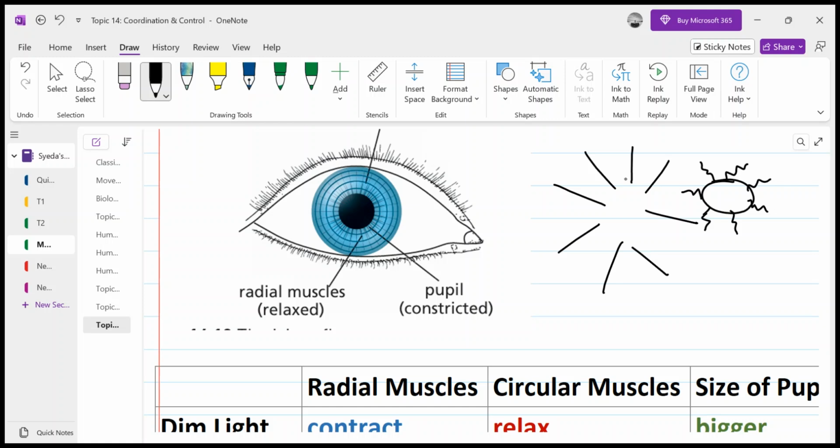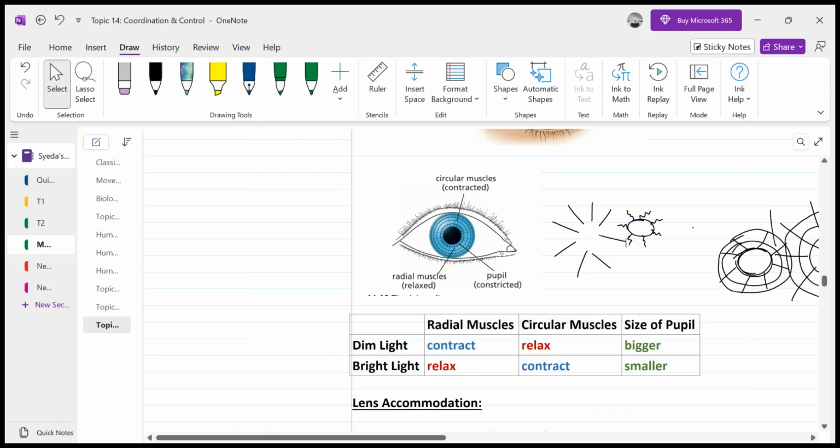For example, if you stretch your legs, this is relaxing. But when you make your legs shorter, right, this is something like contraction, you could say that. It's just like that, okay? Now let's move towards eye accommodation.